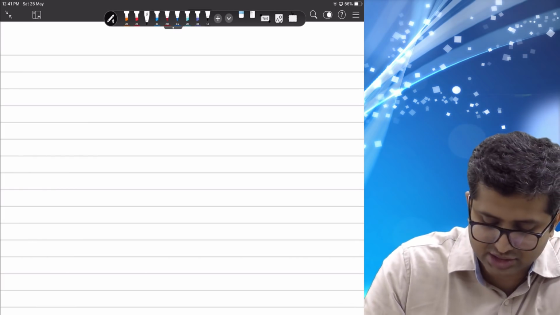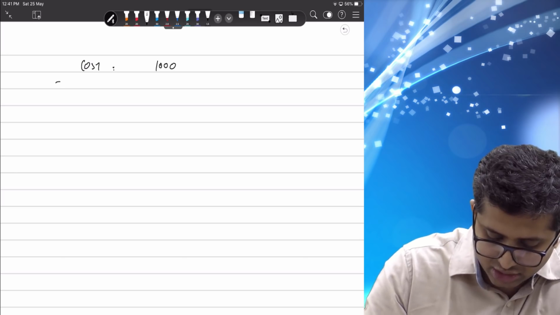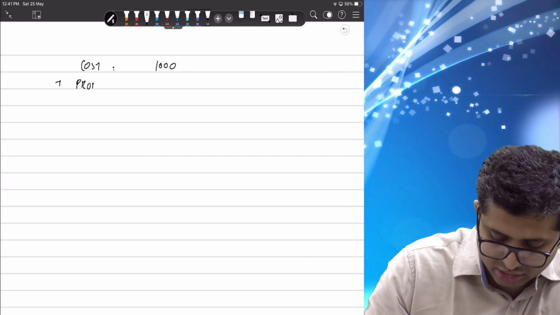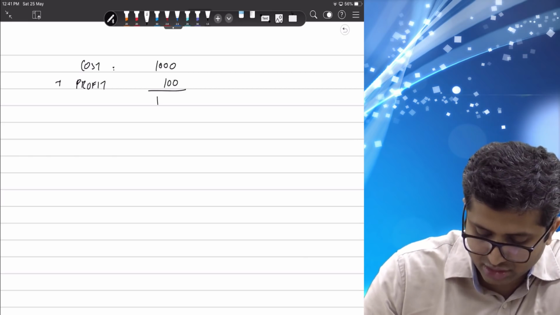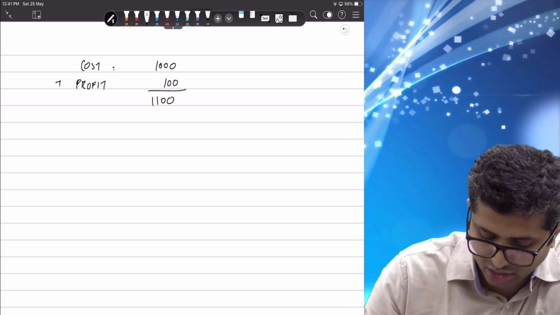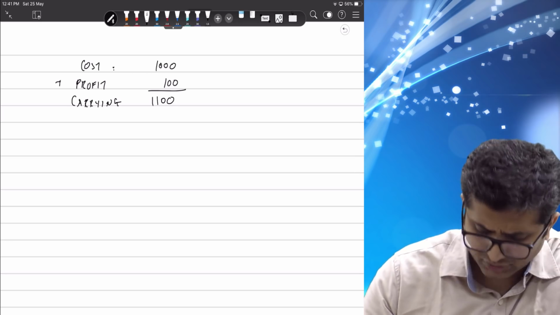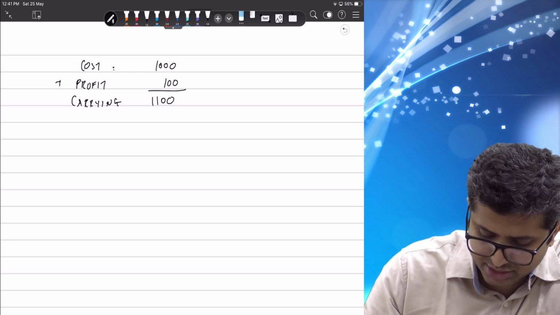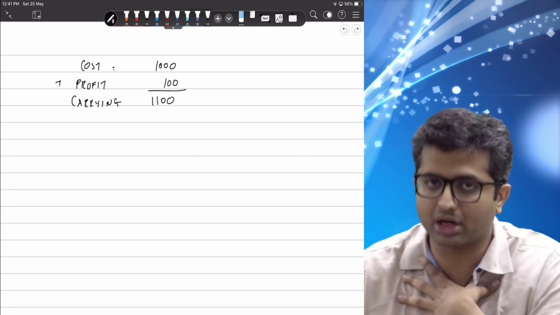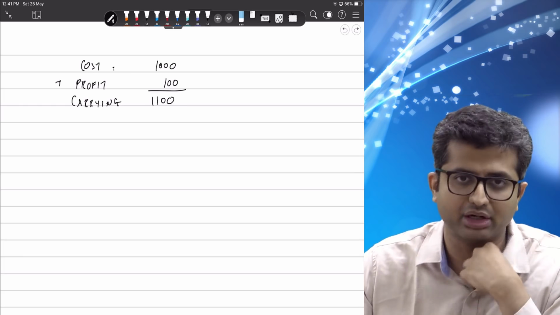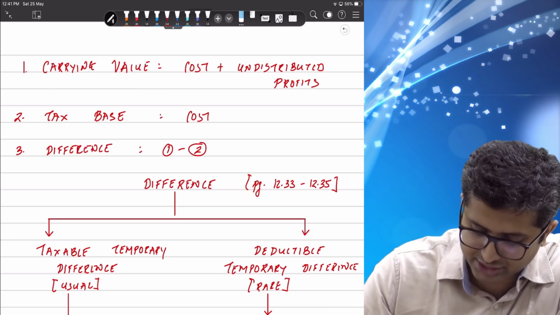Let us say there is an investment made at the cost of 1,000 rupees and during year 1 you have earned a profit worth 100 rupees. Under carrying value of investment, your carrying value will become 1,100. This will be your carrying value of investment in the books of accounts. Ideally, if there is any dividend distributed, that dividend will be deducted. Let us say we do not distribute any dividend. Then your carrying value in the books of accounts will continue to be 1,000 plus 100, that is 1,100.